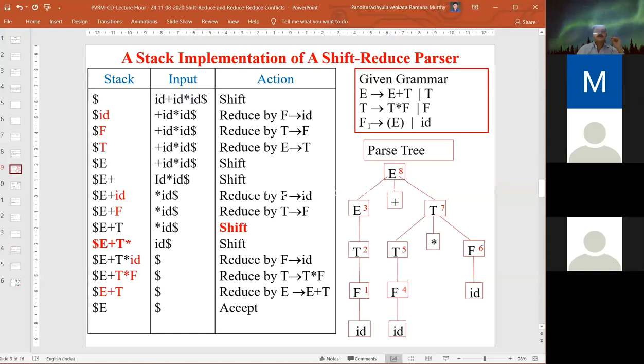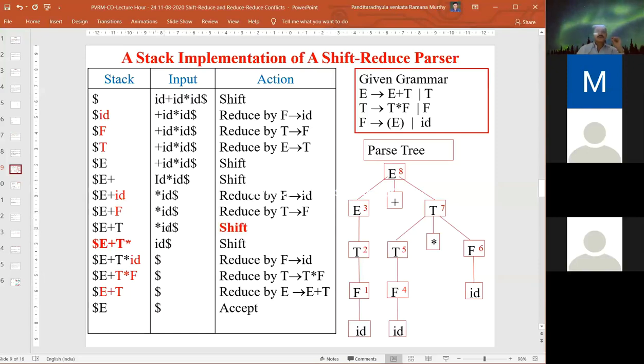Then by using this other production, we can shift ID also onto the stack. So we shifted that ID onto the stack. Now the input contains only the multiplication sign, ID and dollar, but the stack contains E plus ID. Now we identified ID can be replaced by F, because we need to go to the T. First we replace this ID by F, then we replace this F by T. Finally we are getting E plus T.